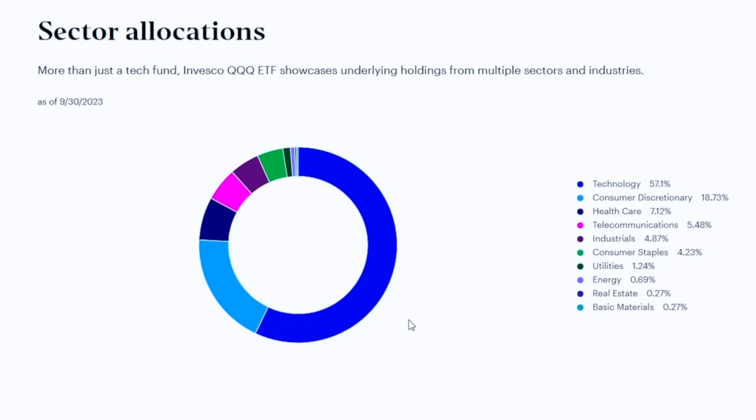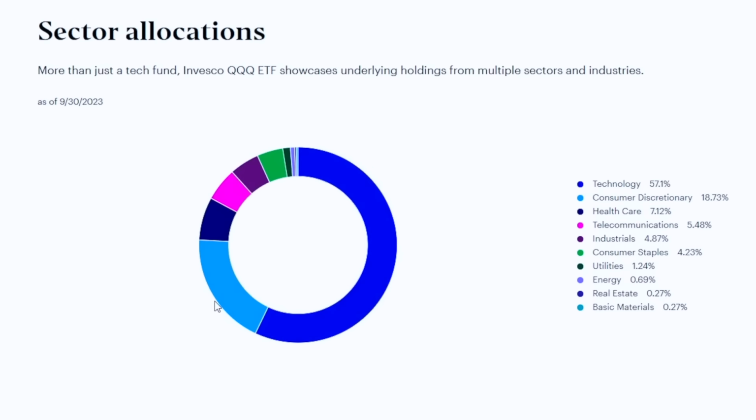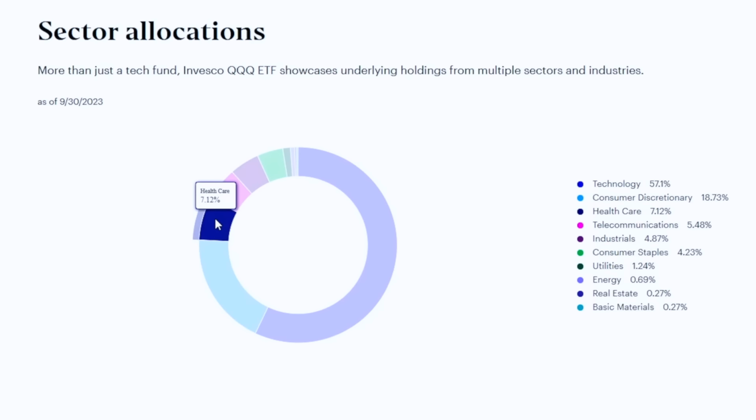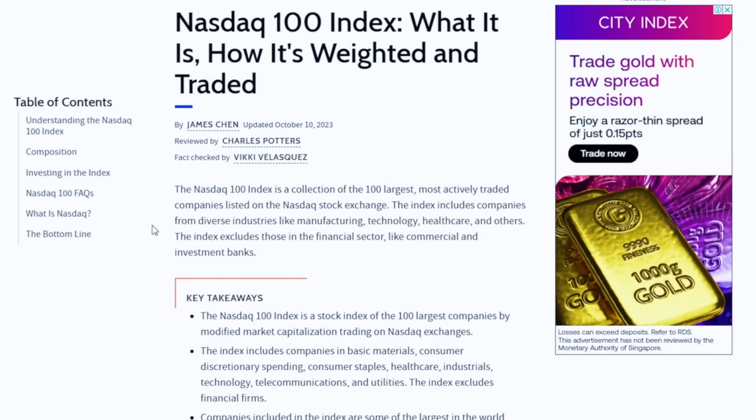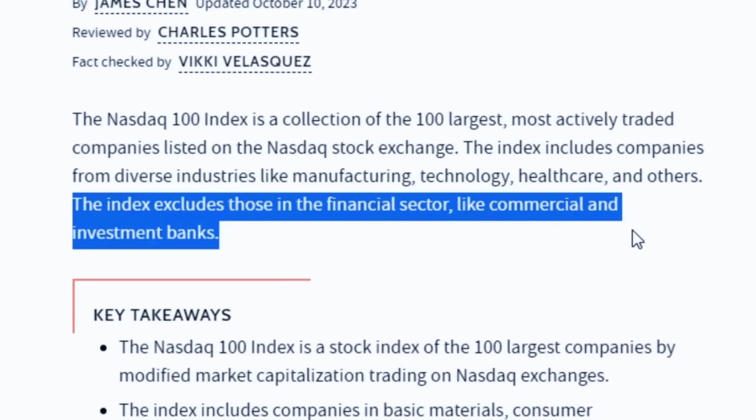But contrary to popular belief, the Nasdaq 100 index doesn't just hold tech companies. Instead, technology only takes up about 57% of the index. Then you have a few other sectors such as consumer discretionary, healthcare, telecommunications, and so on. But most notably, this index doesn't contain any companies from the financial sector, such as commercial and investment banks.